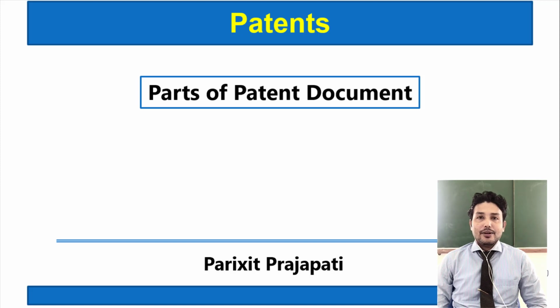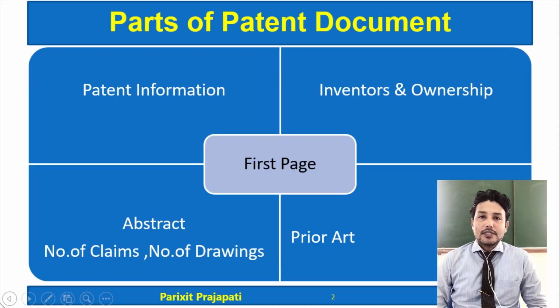In this session, briefly we are going to discuss the parts of the patent document. So, what are the parts of the patent document? A patent document has certain parts. Out of that, what is there on the first page of the patent document? The first page contains the following information.